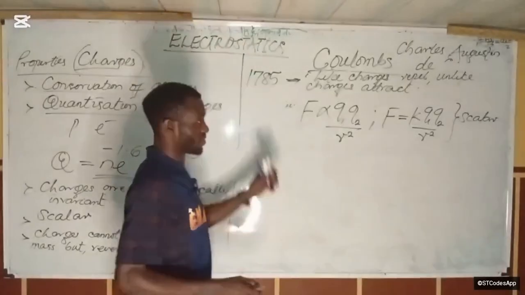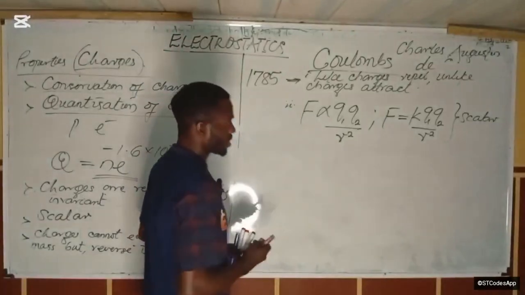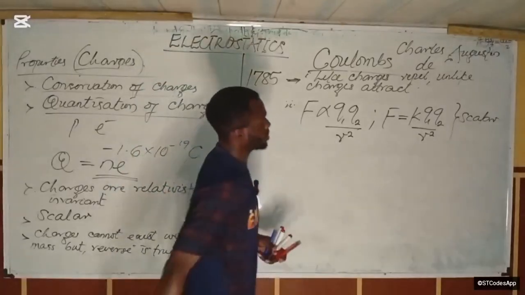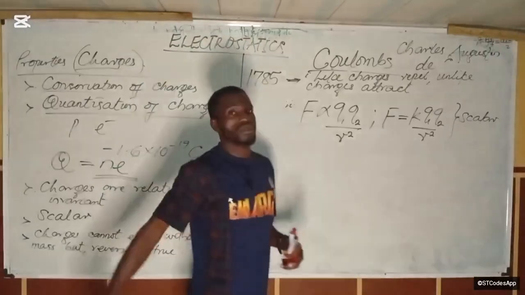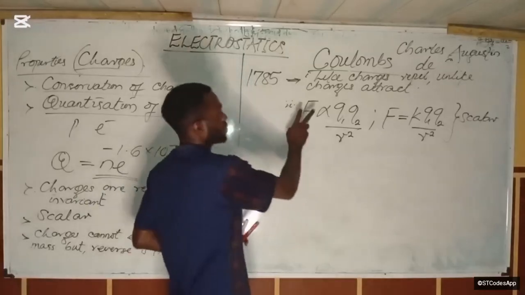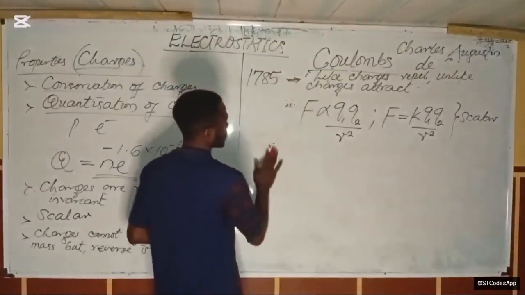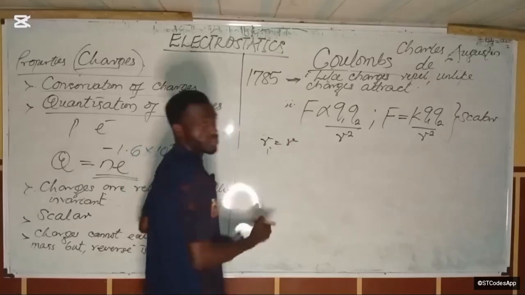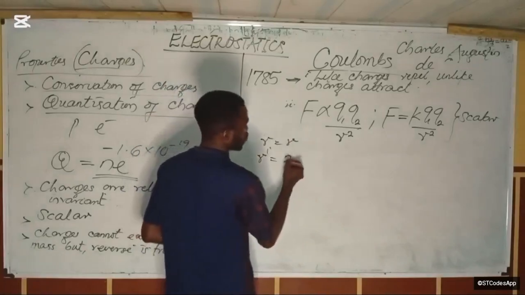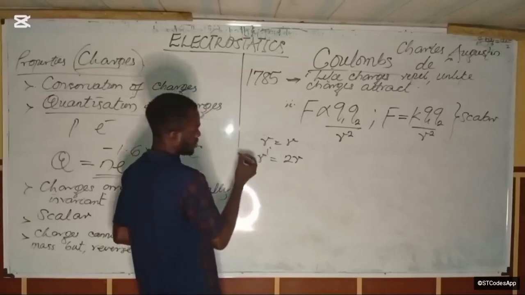Now, let's get on to the mathematical aspect of this. So this force tells us that the moment you double the distance between them, mathematically, let's take R to be R in the first case, and we double R. By the time we double R, R becomes 2R. Does that make sense? Our new R becomes 2R.